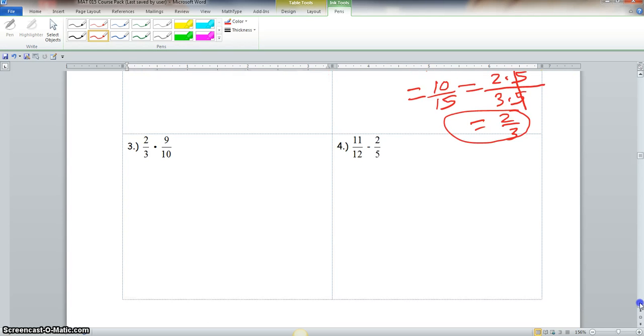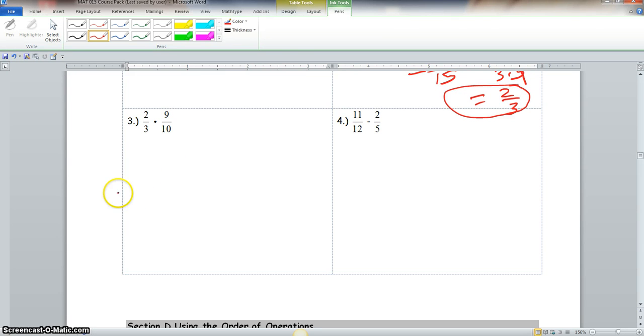Now, we go down here to number 3. We have multiplication. Now, again, we just multiply straight across, taking the prime factorization. 2 is prime. 9 breaks down to 3 and 3. Here 3 is prime. 10 breaks down to 2 and 5. Now, these 3's simplify out. These 2's simplify out, and you're left with 3/5.